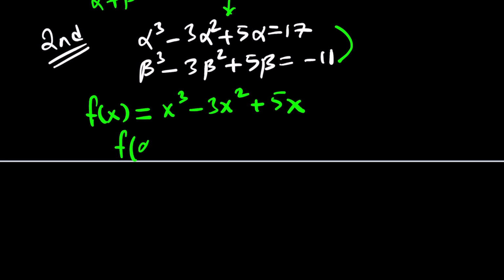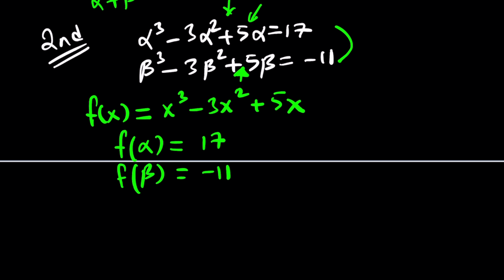First, this gives us f of alpha is equal to 17, because if you plug in alpha into this function, you get the left-hand side here. And if you plug in beta, you get this equation right here, and that is equal to negative 11.